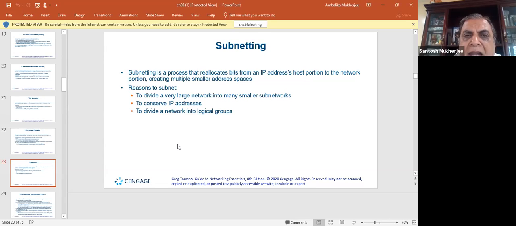Reasons to subnet: to divide a very large network into many smaller subnetworks. As I said, you have a very large network, and now you need functional networks. You may want something related to the financial department, something related to the sales department. You want to specify them, with a specific address so that it has special security. You want to signify the individual department or individual task, and based on that you can do sub-networking on that particular network. Also, to conserve IP addresses and to divide a network into logical groups. You have an IP address, and you can convert it into logical groups based on its use.